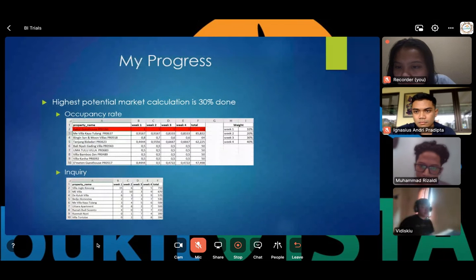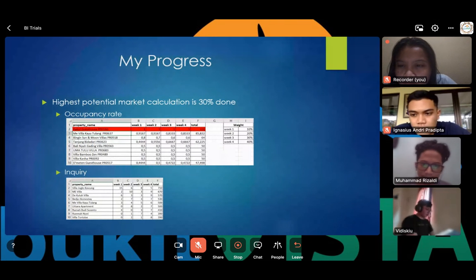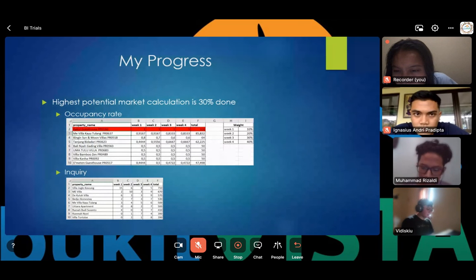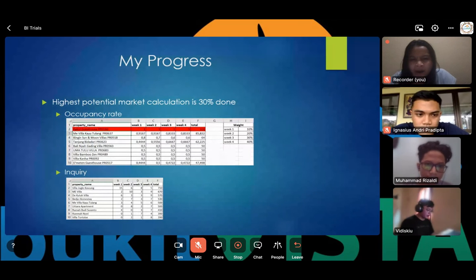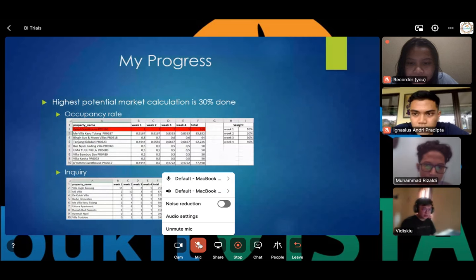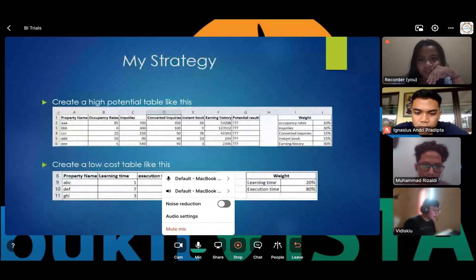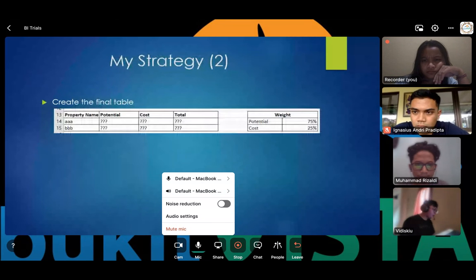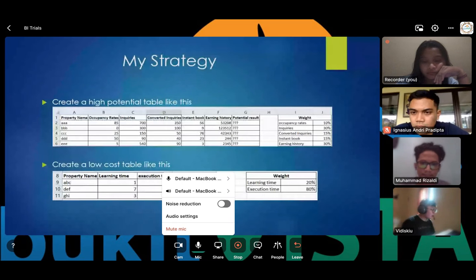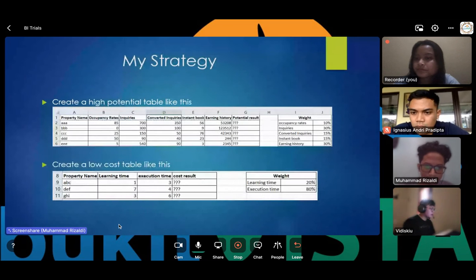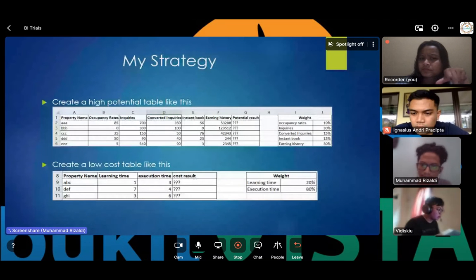Okay, so the factors. Hi, Rizal. The factors that you're taking currently are occupancy rate, inquiries, and then past revenue. I think it's in the next slide. See, this one is just a portion of the data, right? You want to use the next one. No, no, next slide again. Sorry. Yeah, this one, right? Instant books. No, previous slide. Yeah, these are the factors: occupancy rate, inquiries, converted inquiries, instant book, earning history.